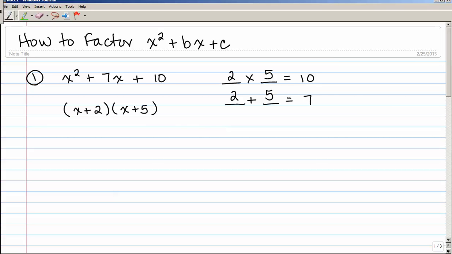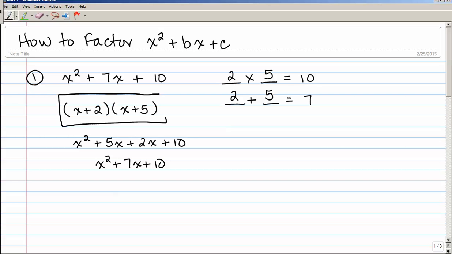And if you need to check this, basically you're going to FOIL and see if you get back where you started. X times x is x squared. My outer, x times 5 is 5x. My inner, 2 times x is 2x. And my last, 2 times 5 is 10. And that turns into x squared plus 7x, combining like terms in the middle, plus 10. So the factored form of my trinomial is x plus 2, x plus 5.